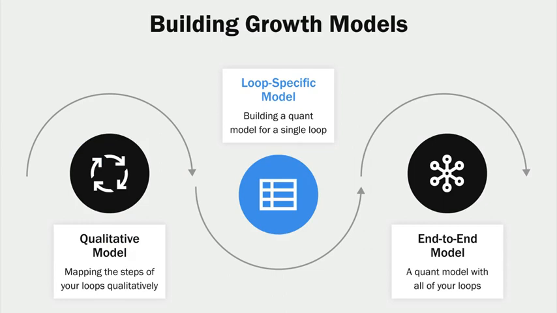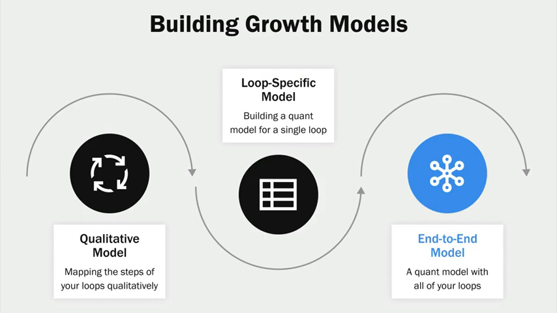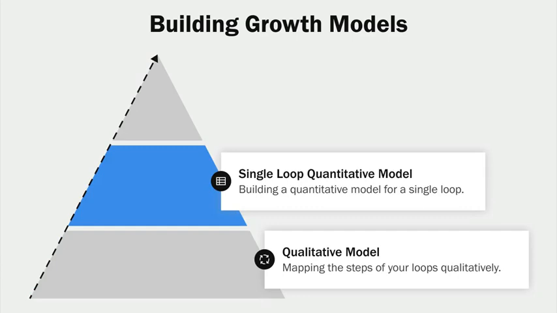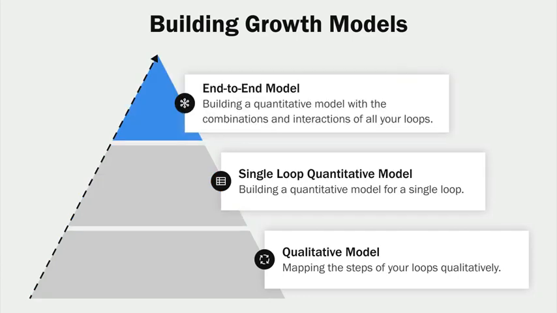What we're going to do in this module is talk a little bit more about the loop-specific quant model, and in a future section, we'll be talking about how we bring it all together in a top-down view of an end-to-end quantitative model. As we build out these different types of models, they build on each other. The qualitative model informs our single loop quant model, and our single loop quant models inform our end-to-end quantitative model.